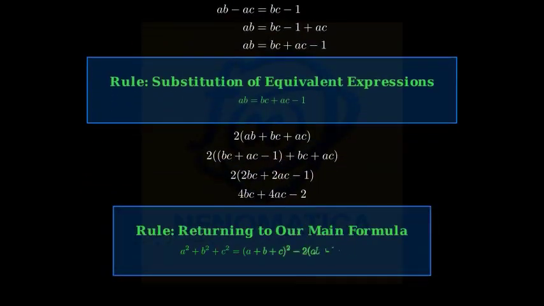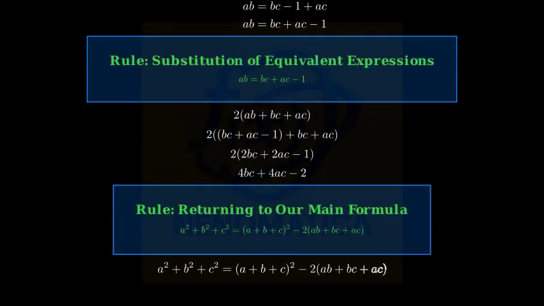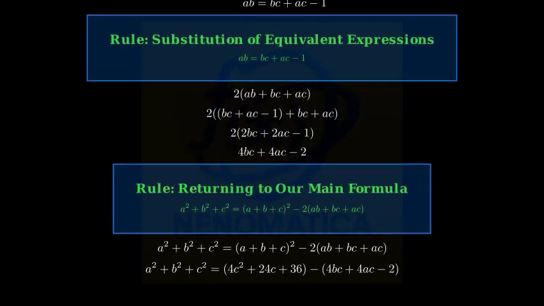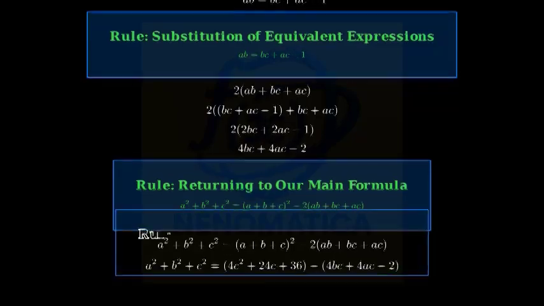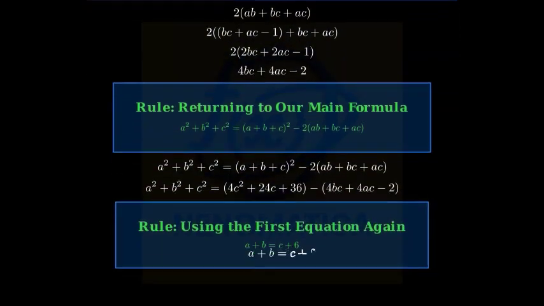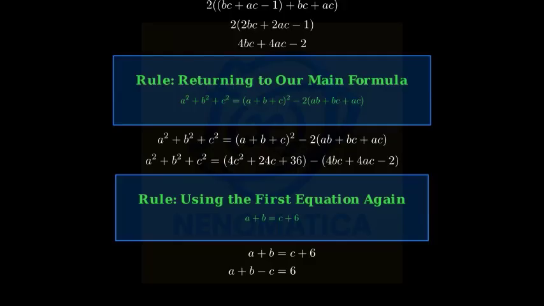Recall our initial formula. A squared plus b squared plus c squared equals the square of a plus b plus c minus 2 times the sum of their products. We found that the square of a plus b plus c equals 4c squared plus 24c plus 36, and 2 times the sum of their products equals 4bc plus 4ac minus 2. Now, we need to substitute c plus 6 for a plus b from our first equation. We have a plus b equals c plus 6.